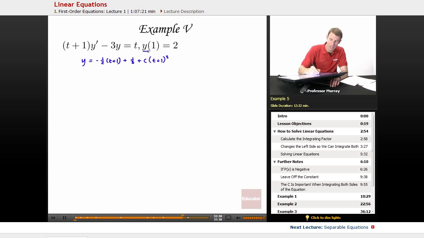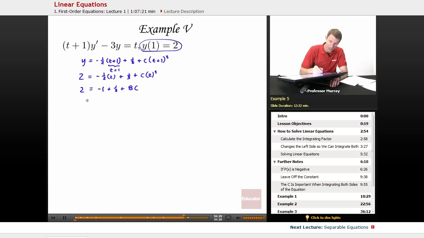And now I'm going to use my initial condition. y of 1 is equal to 2. So I plug in 2 for y and 1 for t. So 2 is equal to negative 1/2 times, well, if t is equal to 1, then I'll get a 2 there, plus 1/3, plus c times 2 cubed. And so 2 is equal to negative 1 plus 1/3 plus, looks like it's going to be 8c there.